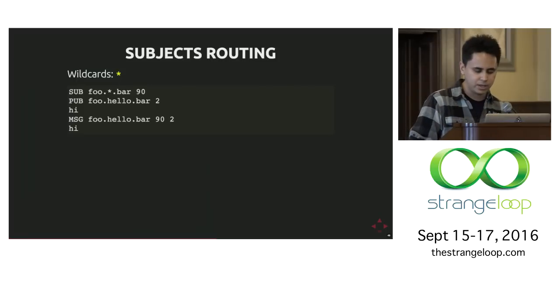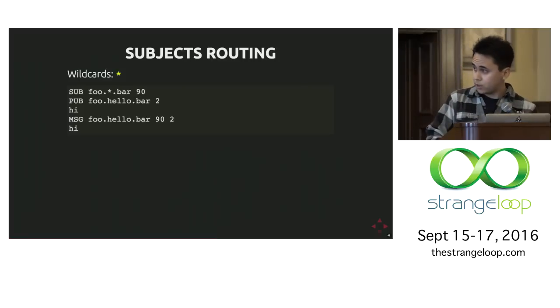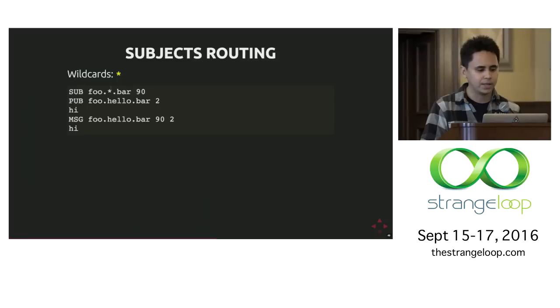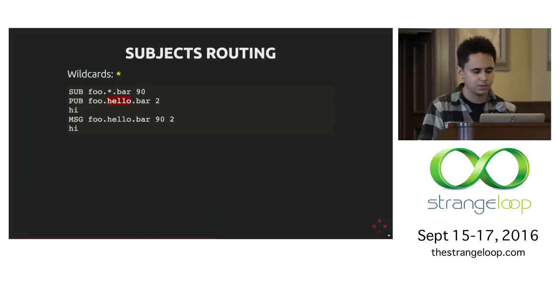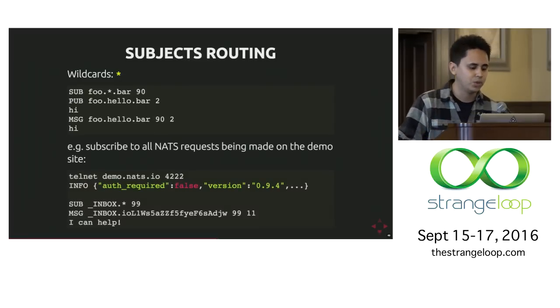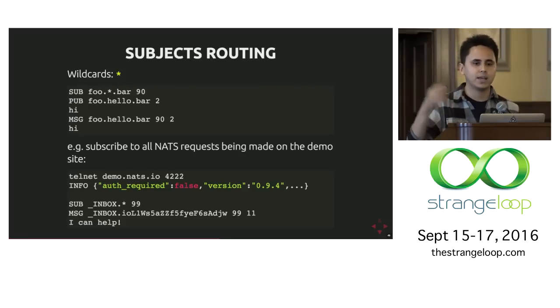This is an example of how the wildcards work. Here we have a dot-separated subject, where if you use the asterisk wildcard, then it will match anything that is published on this subject matching to this wildcard. One example of this is, since we know that all of the NATS requests are going to be underscore uppercase INBOX, we can subscribe to all of the requests that are happening through the server by using underscore INBOX dot asterisk.